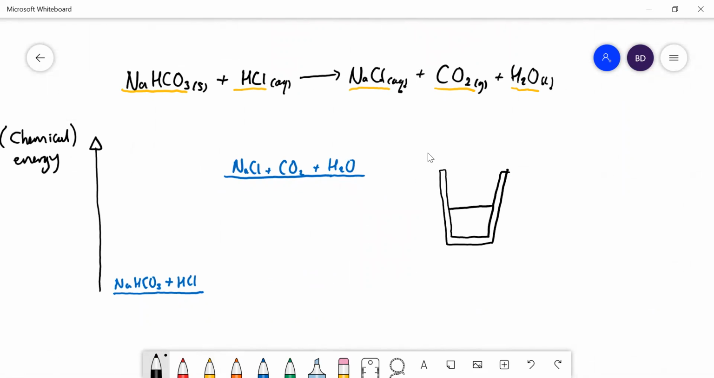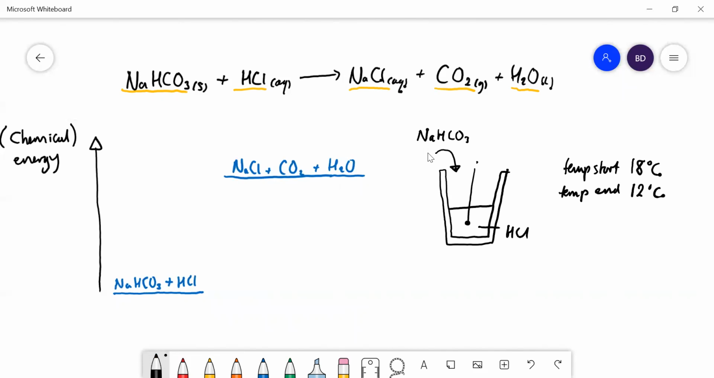You have your acid in there. Take the temperature beforehand, the temperature at the start. Say it's 18 degrees C again. Pour in your sodium hydrogen carbonate, a white powder. It will fizz up, releasing carbon dioxide. Once it's finished fizzing and the reaction has stopped, take the temperature again. Let's say this time it's gone down to 12 degrees C. So the temperature has dropped by 6 degrees C.